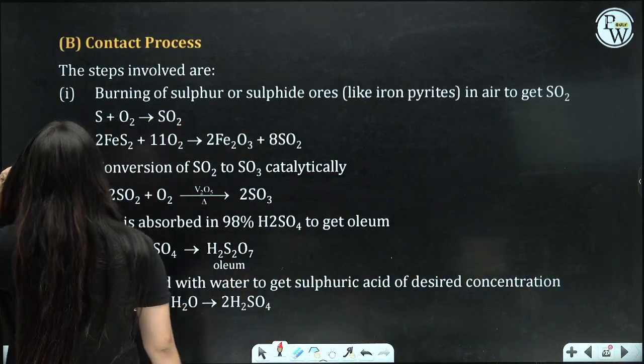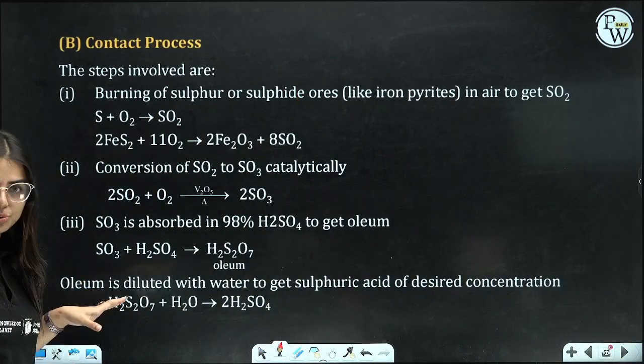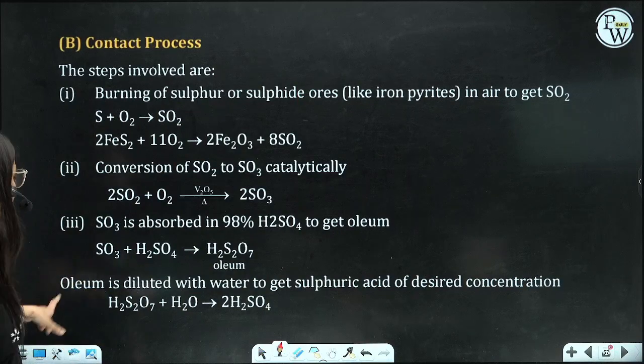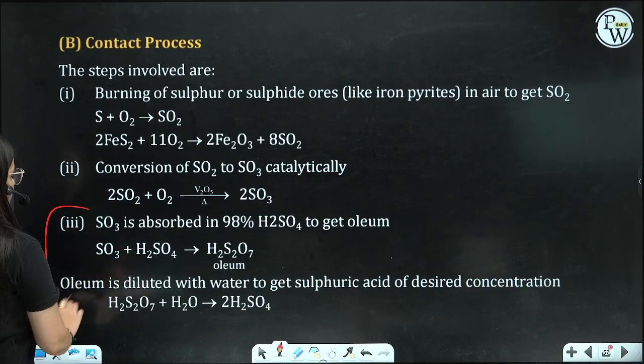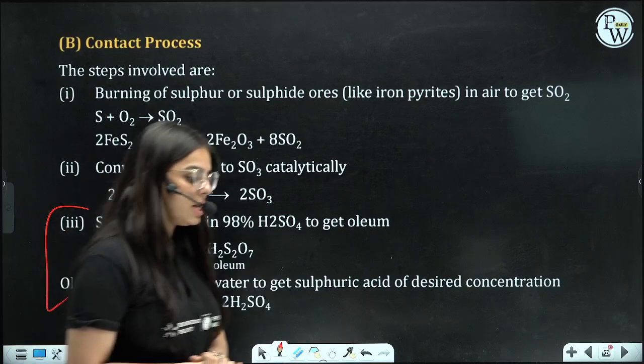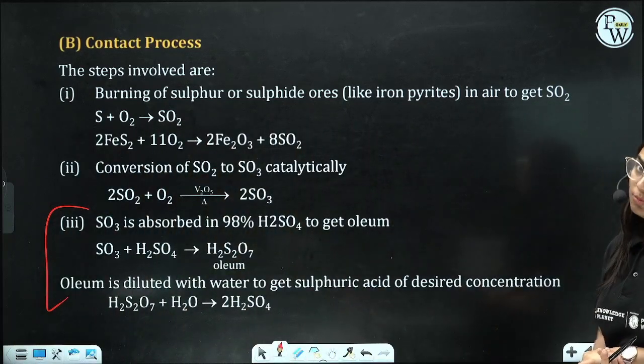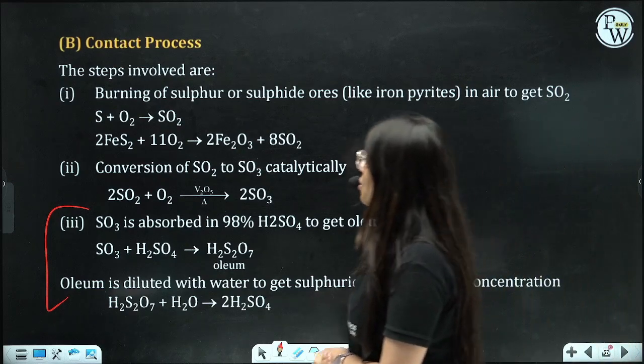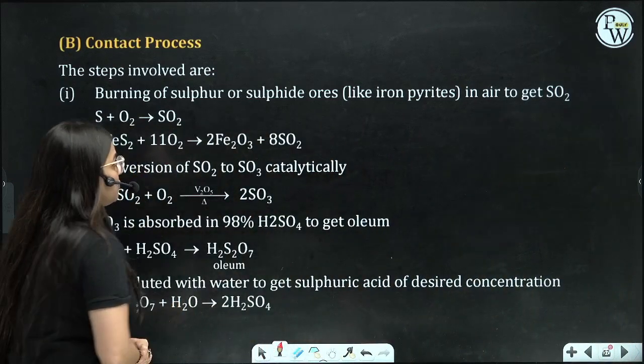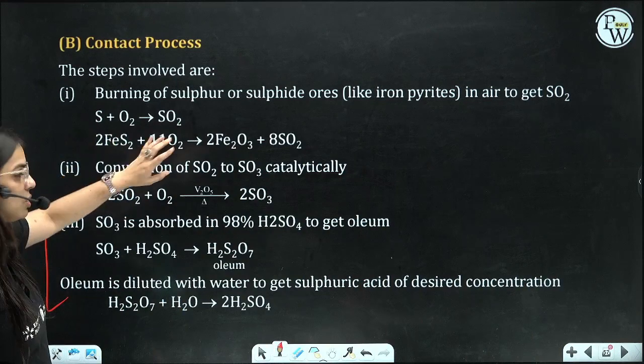Now students, comes the contact process. In the contact process there are various steps for the production of it as well. The third and the fourth reaction are really very important, because in exams they are going to ask you the formula of oleum. If you know the formula of oleum, you can clearly tell me. What is in the contact process? First of all, there is the burning of sulfur or the sulfide ores, that is S plus O2 gives SO2.